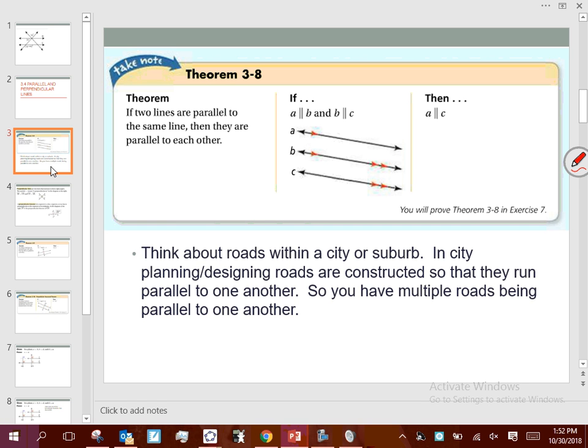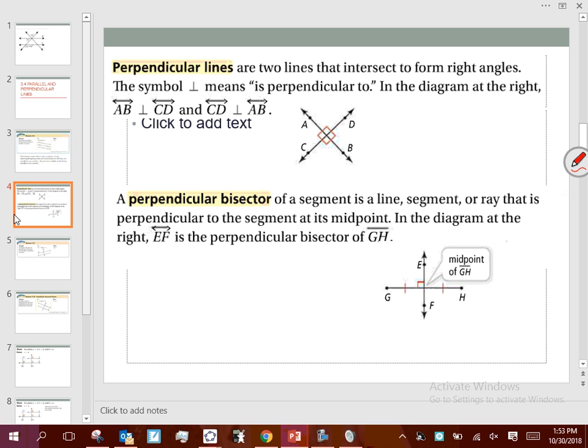Does anybody ever want to be a civil engineer? You know what civil engineers do? They develop roads, they develop plans for city planning. It's infrastructure, and one of the properties they use quite a bit is this idea of the transitive property with parallel lines. All right, hopefully that's a pretty straightforward concept.